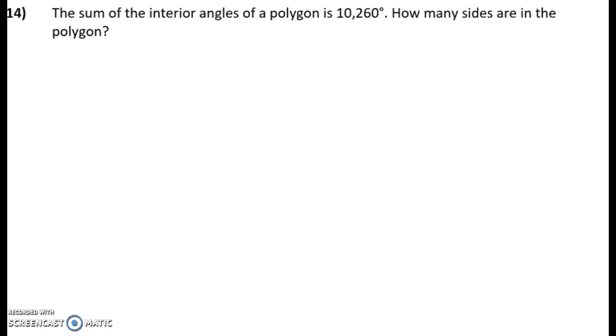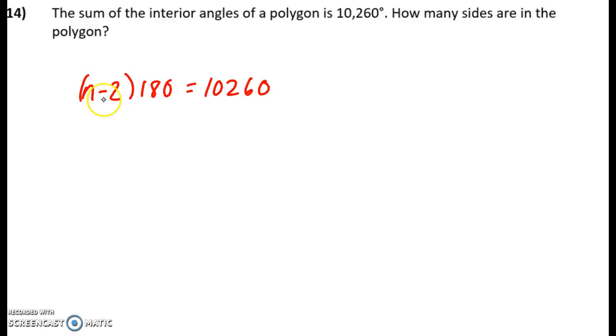In problem 14, it says the sum of the interior angles of a polygon is 10,260 degrees. How many sides are in the polygon? Well, remember, if we want to find the total number of degrees in any polygon, we have the formula n minus 2 times 180, and here it is telling you that we have a total of 10,260 degrees. So really what we want to do here is solve this equation for n to find the number of sides.